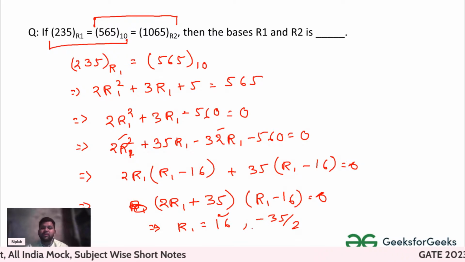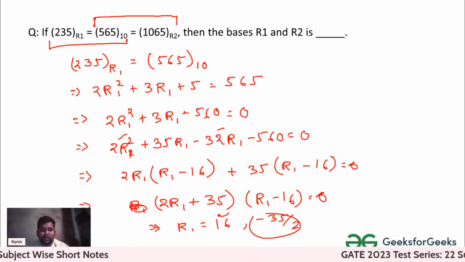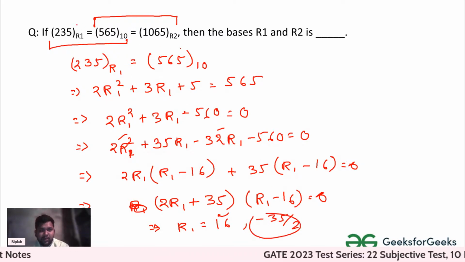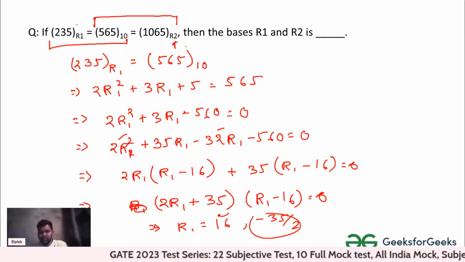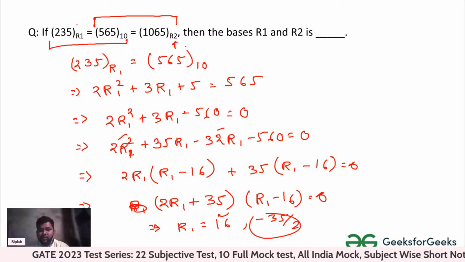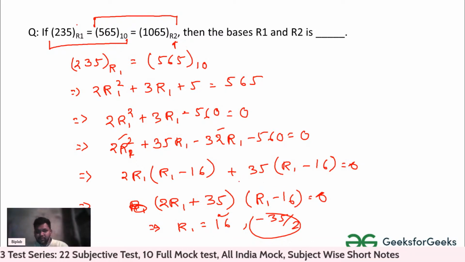So 16 is your answer because negative cannot be. Base cannot be negative. The same way I think you can also do for r2. So, okay, can I go to the next question?